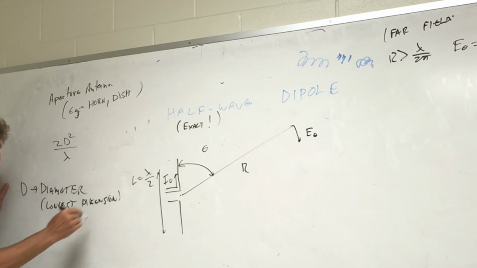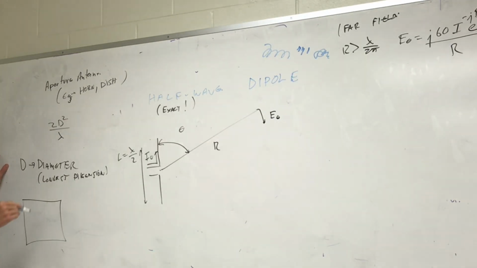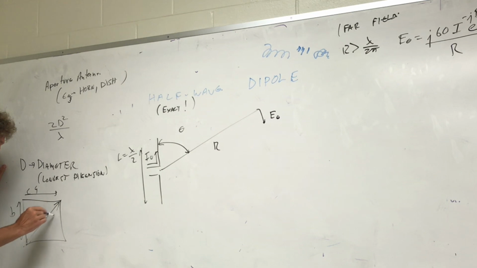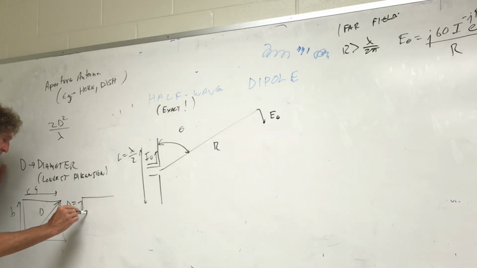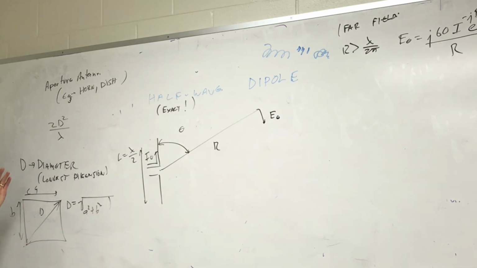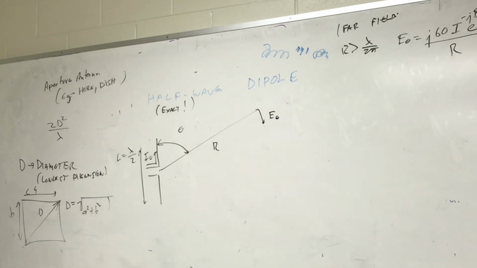I want to mention something about this. If this is a horn antenna, and this is A, and the height is B, suppose you have a waveguide feed into a horn. Remember the horn antennas I showed you? What you would take is this dimension, the long dimension. So D here is equal to the square root of A squared plus B squared. Do y'all follow me? If it's a dish antenna, it's always the actual extreme diameter.